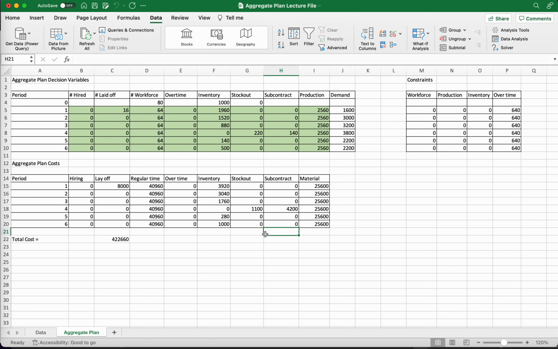Now, what we'll do in this video is go over a few variations of this aggregate plan. One of the things you'll notice is that demand in this case is pretty variable. It starts at 1600, goes all the way to 3800, and then comes down to 2200. That's a pretty variable demand. So we'll look at another example where demand is even more variable.